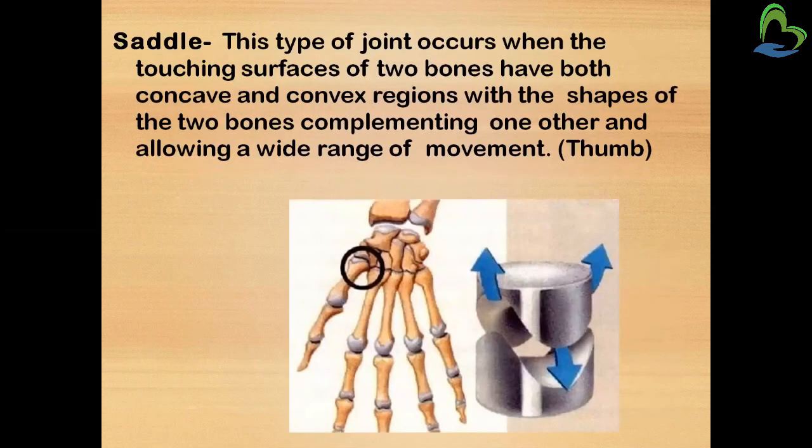Saddle. This type of joint occurs when the touching surfaces of two bones have both concave and convex regions. So in this type of joint, the bone has two sides, concave and convex, with the shapes of the two bones complementing one another and allowing a wide range of movement. For example, the thumb. We easily move the thumb in any direction, right? Why? Because of the saddle joint. So in the thumb, the saddle joint is present, so we can do any type of movement easily, right?